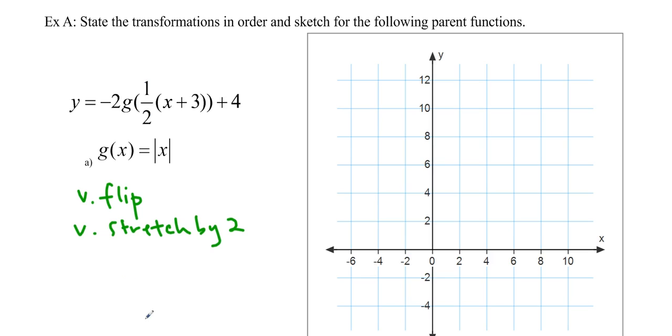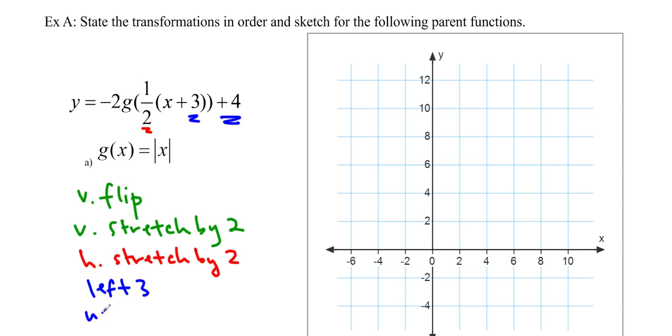This half makes it a horizontal stretch by 2, so it's again counterintuitive. You think it's multiplied by half, so it should be compressed, but it's not. Then we've got +3. It's the opposite way you think, so it's going to be left 3. +3 makes you think right. And +4, now we're outside the bracket, so it is intuitive. Up 4, it's what you expect.